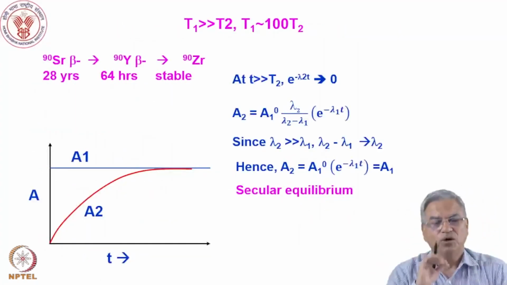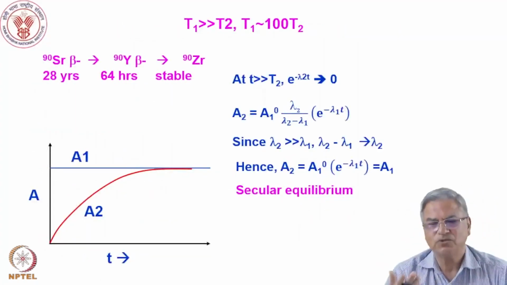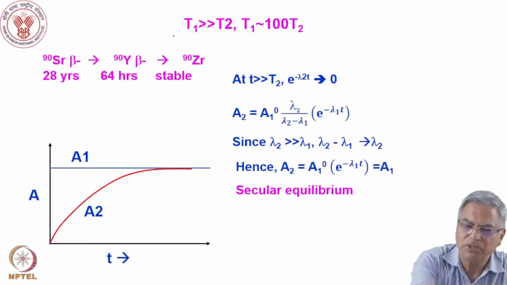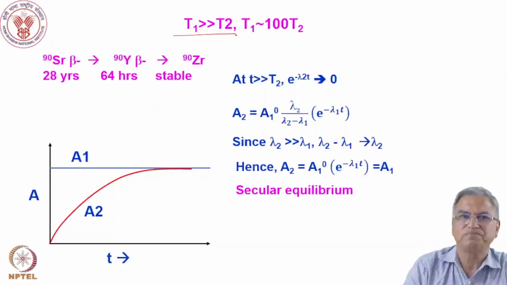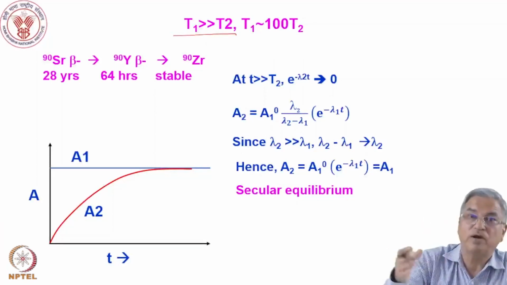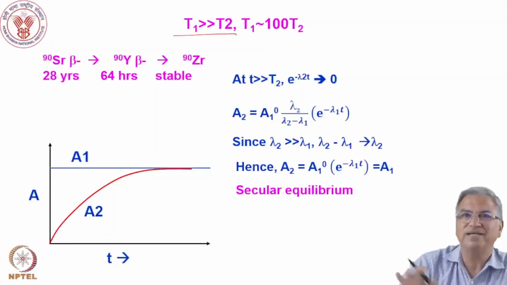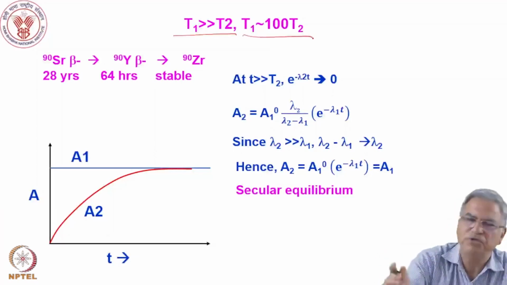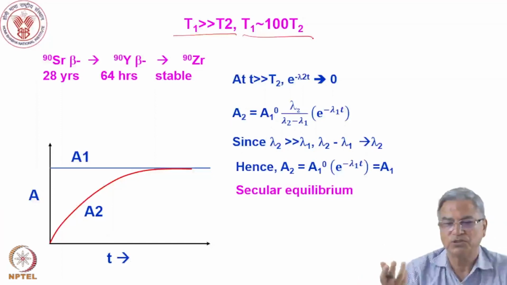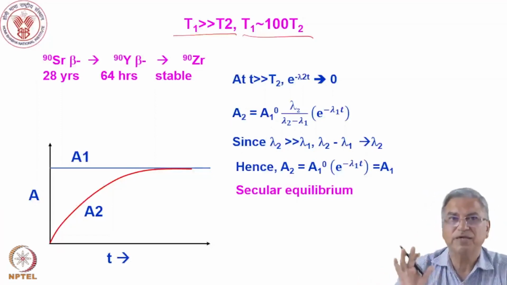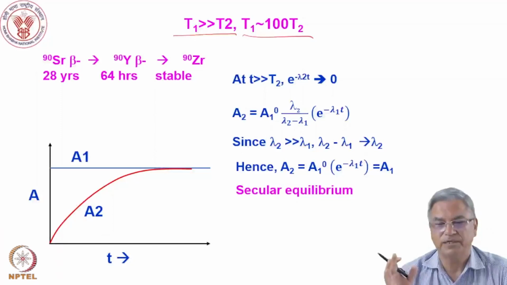Okay, now I will come to the second case of equilibrium, and that is called the secular equilibrium, where the parent is much longer lived than the daughter, roughly of the order of 100. It is not hard and fast that it has to be exactly 100 times. It could be even a few hundreds or even thousands, but typically more than 100.